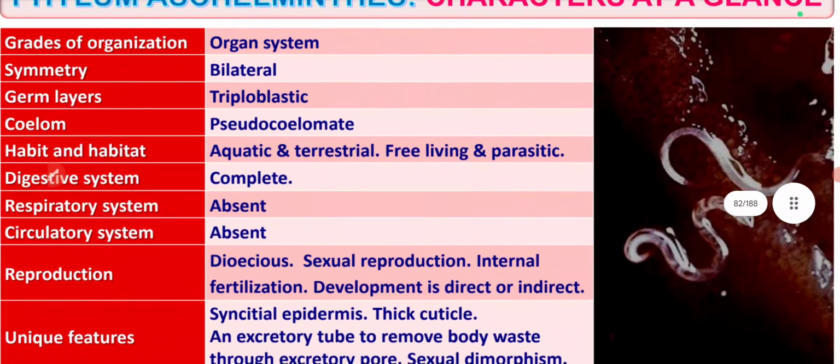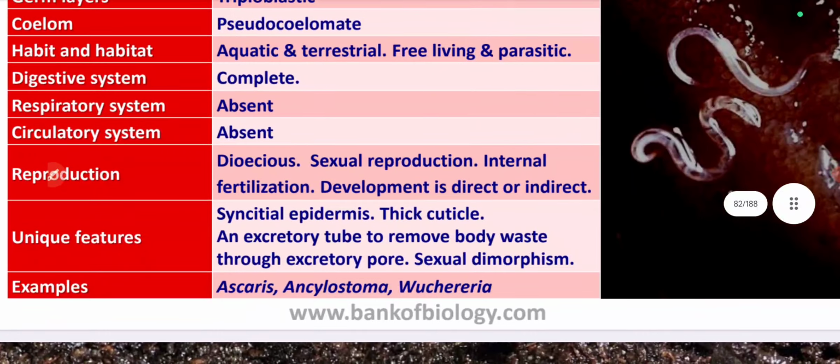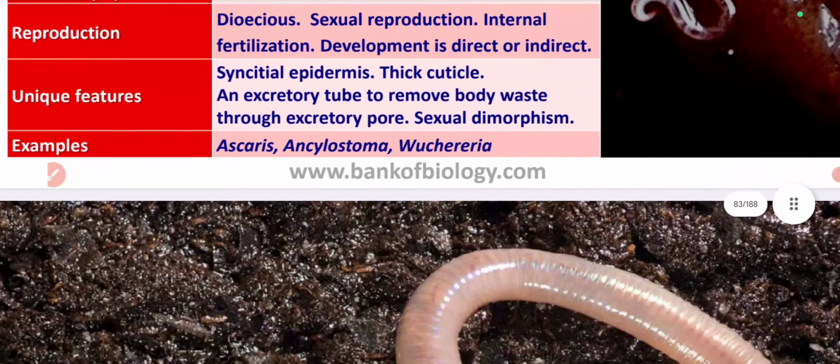Now the characters at a glance: organ system level of organization, bilateral symmetry, triploblastic germ layers, pseudocoelomate, aquatic and terrestrial, free living and parasites. Digestion complete, respiration and circulation absent, reproduction dioecious, sexual reproduction with internal fertilization, development direct or indirect. Unique features: syncytial, meaning multinuclear, epidermis, thick cuticle, an excretory tube to remove body waste through the excretory pore, and sexual dimorphism. Examples: Ascaris, Ancylostoma and Wuchereria.